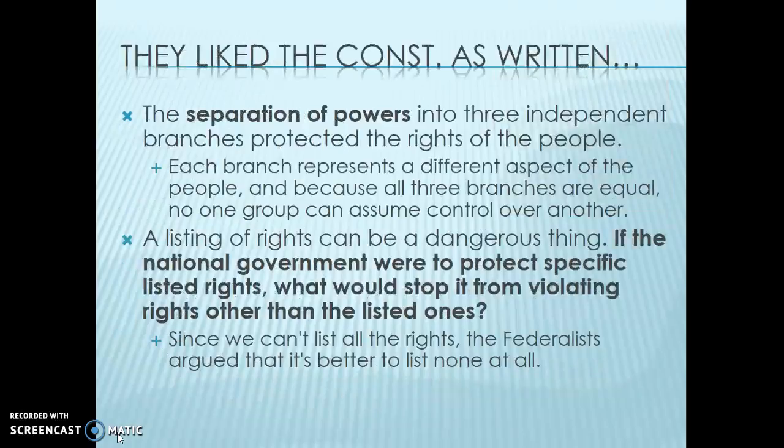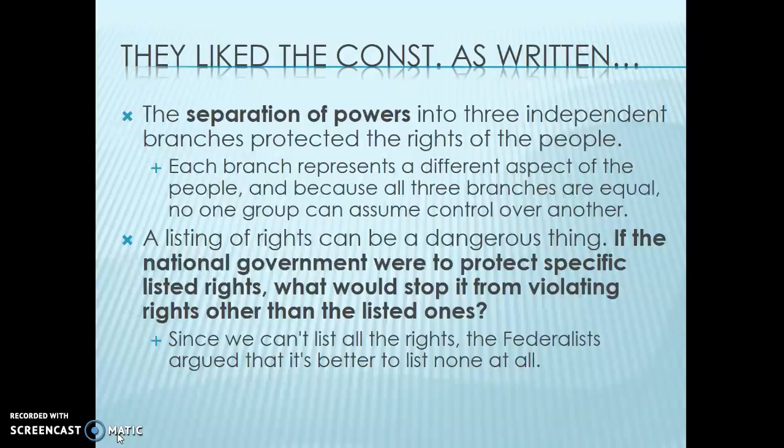So, they liked the Constitution as it was written. It had the separation of powers that they liked, where each branch represents a different aspect of the people. Because all three branches are equal, no one can assume control over another, so they say that limits tyranny, and it's perfect.